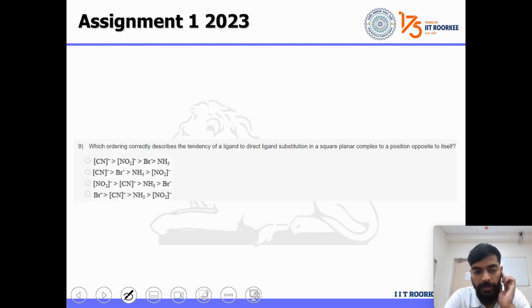Let's move to the next question. Which ordering correctly describes the tendency of a ligand to direct ligand substitution in a square planar complex to the position opposite to itself? Suppose someone is here and there is a metal, and at its opposite position, a ligand is coming. So what will be the tendency? What will be the order? As much as I remember, the answer will come from the trans effect. Do we have an answer for this question?